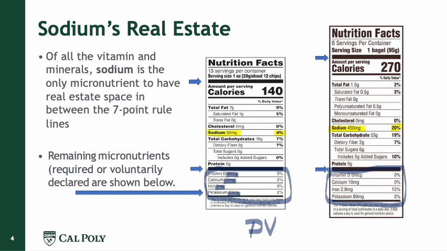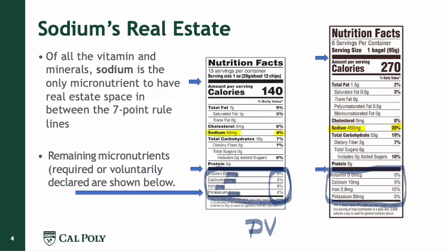The only way that it will be required is if you make a claim. So if you make a claim about a high source of vitamin C or high in iron, then you have to declare it in the label. So here we have the daily values, and as I mentioned before, we have the fact sheets posted on campus.